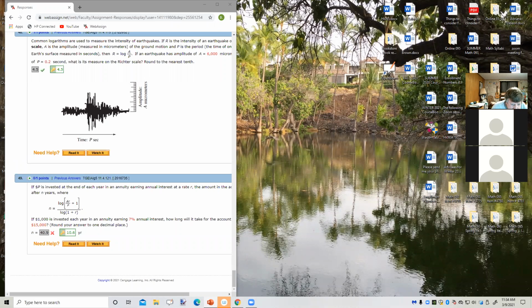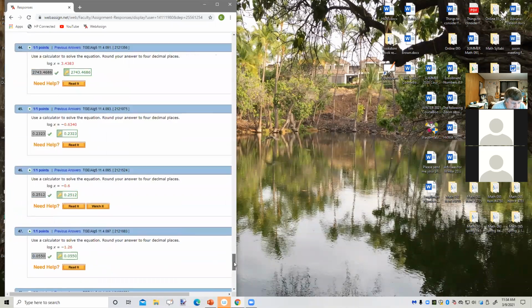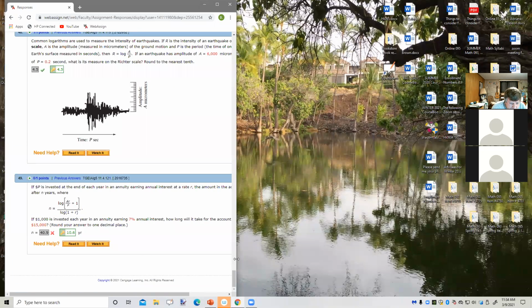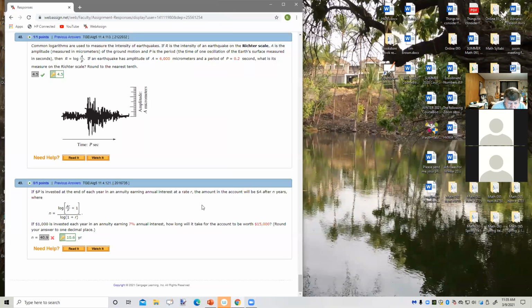N is the number of years. That's the unknown. And A is the amount that's in the account at the end, the $15,000. So we've got P, A, R, and everything except N, which is what we're trying to find. We're supposed to round to 1 decimal place.